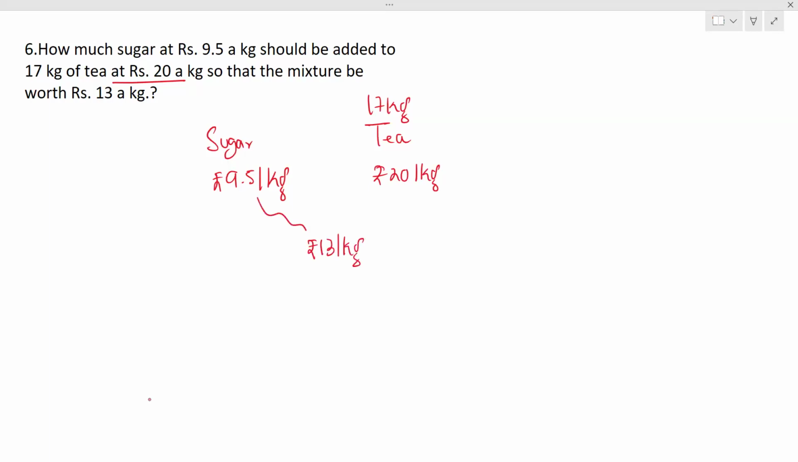What is the difference here? 13 and how much do I get? 3.5. Beautiful. And what is the difference here? The difference here is 7.